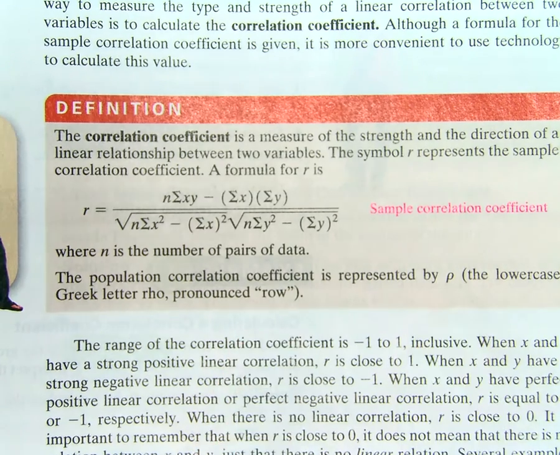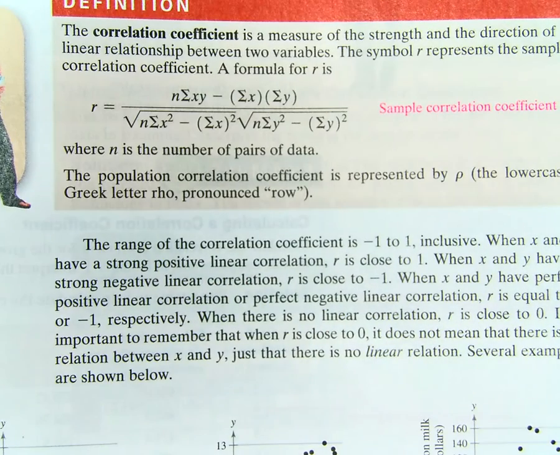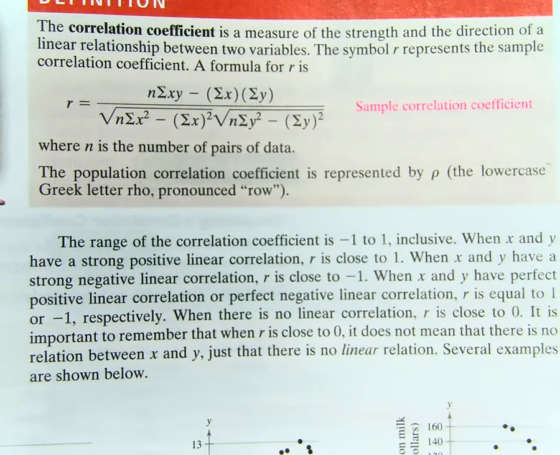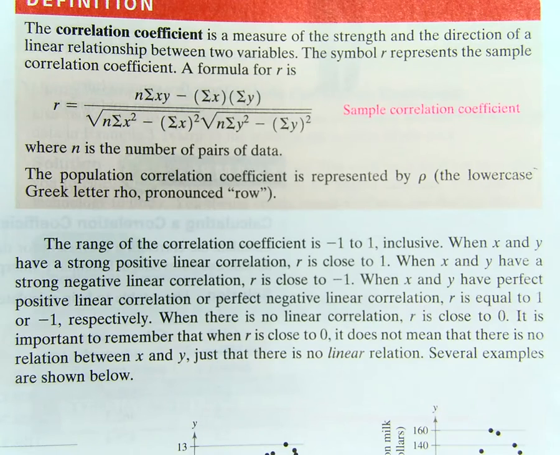Got it? Okay. So the range of correlation coefficients is between -1 and +1 inclusive. Your correlation coefficient could be -1. It could be +1. It could be anything in between. When x and y have a strong positive linear correlation, R is very close to 1. When x and y have a strong negative linear correlation, R is very close to -1. X and y could have a perfect positive or a perfect negative correlation, which would be an R of 1 or -1. If it's perfect positive, it's 1. If it's perfect negative, it's -1.